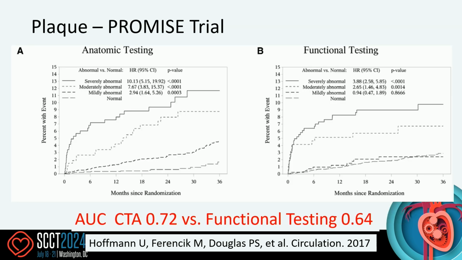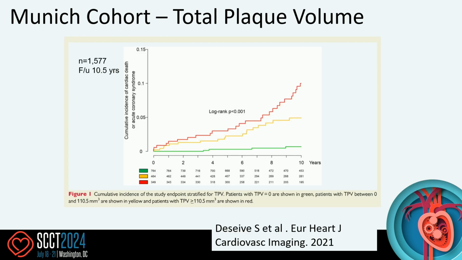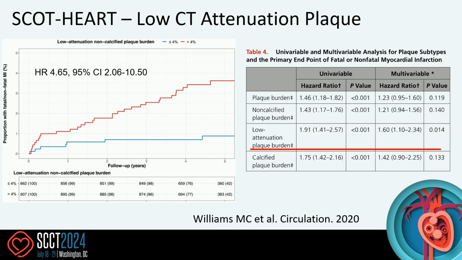And of course, that results in better performance of CTA compared to functional testing for the prediction of major adverse cardiovascular events. Now, the difference between 2013, 14, and now is that we know in the meantime that quantitation is not only possible, but also very predictive. The Munich cohort showed, with more than 10 years of follow-up, the more plaque you have, the higher the risk of events. Scot Heart showed low attenuation plaque carries more risk of future cardiovascular events.